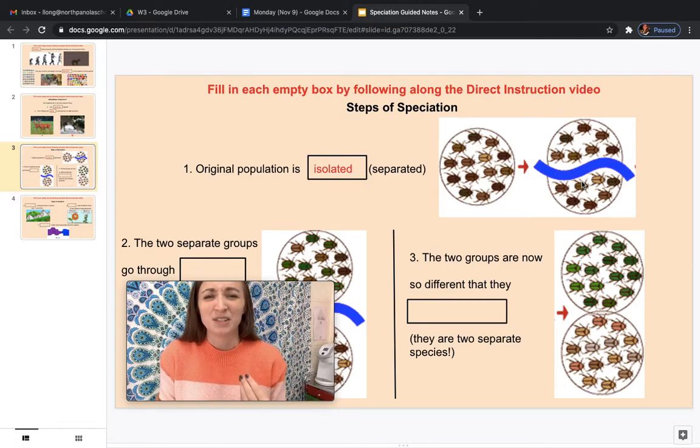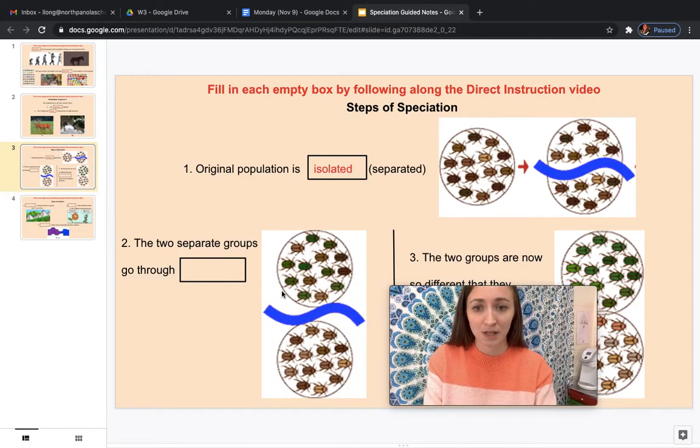Okay, so step 2, what's going to happen is these two separate groups, they may go through some genetic mutations, which is that change in the genes. So let's say in this case, we'll call this the top group.